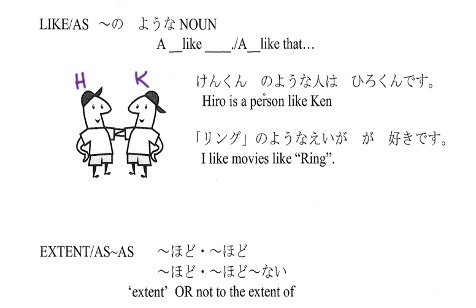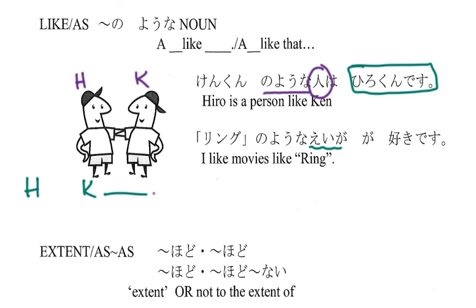And we use a little construction called no yo na, and then whatever it is we're talking about. So, Ken no yo na hito wa Hiro desu. We're talking about Hiro. He's the topic. And we're saying he is just like Ken. I may be talking movies, and I say, you know what? I like movies just like The Ring. And in English, we tend to say, Hiro is a person just like Ken.